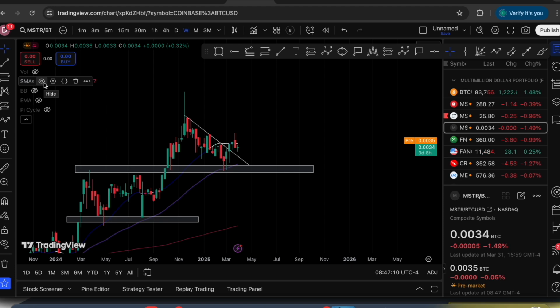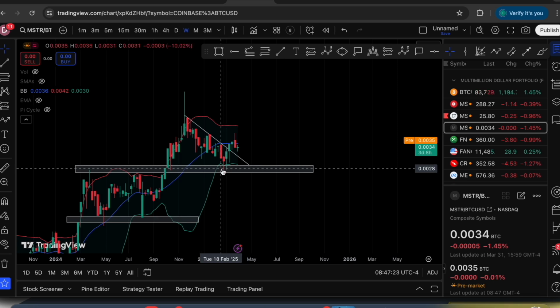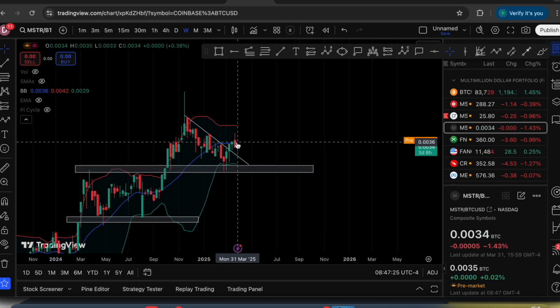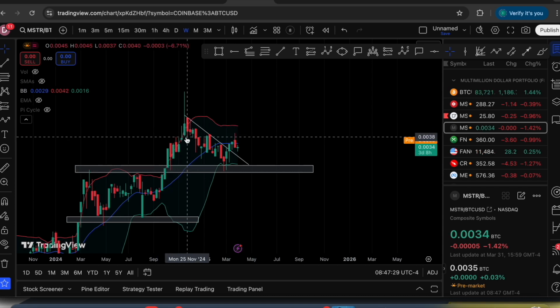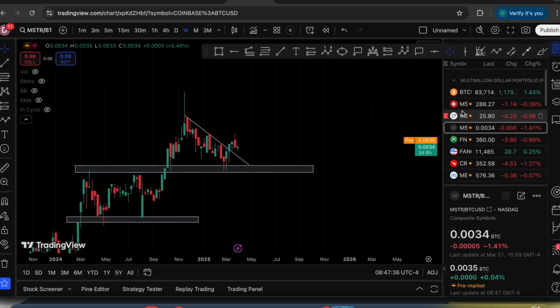On the MSTR divided by Bitcoin, we did lose the 20-week, so we want to reclaim that. But we did get a strong bounce off the 50-week, off the MSTR divided by Bitcoin. And we got a strong bounce off the Bollinger Bands on March 3rd and late February. So let's see if this can continue to the upside and we start hugging this red band, how we can see here. Overall, though, I think we can still see higher prices.